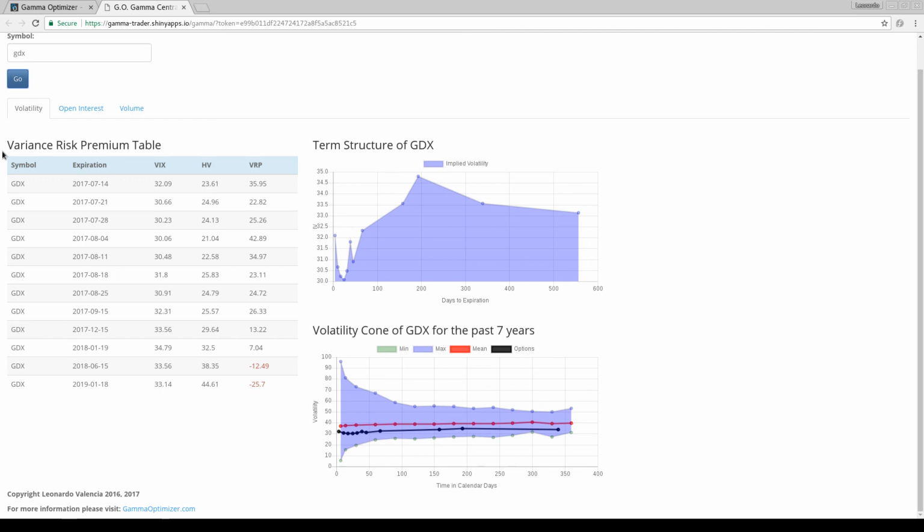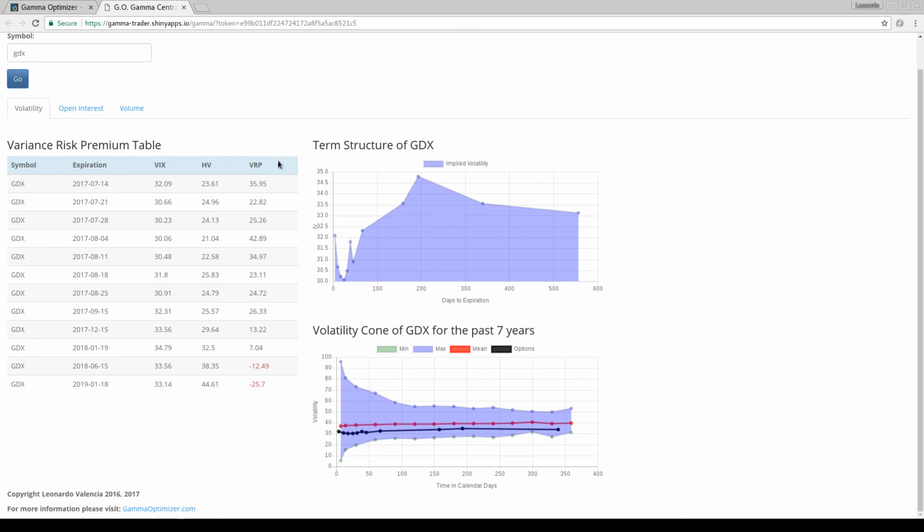And finally, we have the variance risk premium. I almost forgot about it, and we're arriving to this thing. The variance risk premium is the same as the volatility cone. The difference is it's only for recent volatility. So look at this. The farthest away option is January 18, 2019. So this is probably like 1 year and a half from now. So this only covers 18 months.